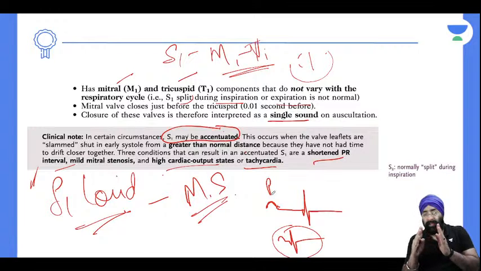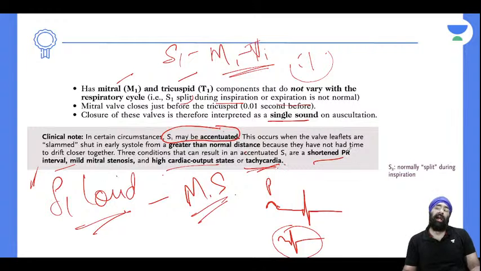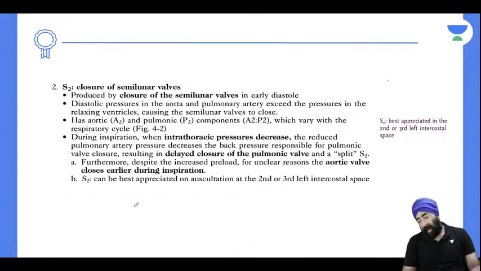So the pressure and the velocity become higher because of the shorter heart rate, shorter PR interval, increased heart rate and high cardiac output, even the pressure. So high pressure states, when BP is high, high cardiac output states, tachycardia states and shortened PR interval will increase the loudness of S1. Now, what is S2?